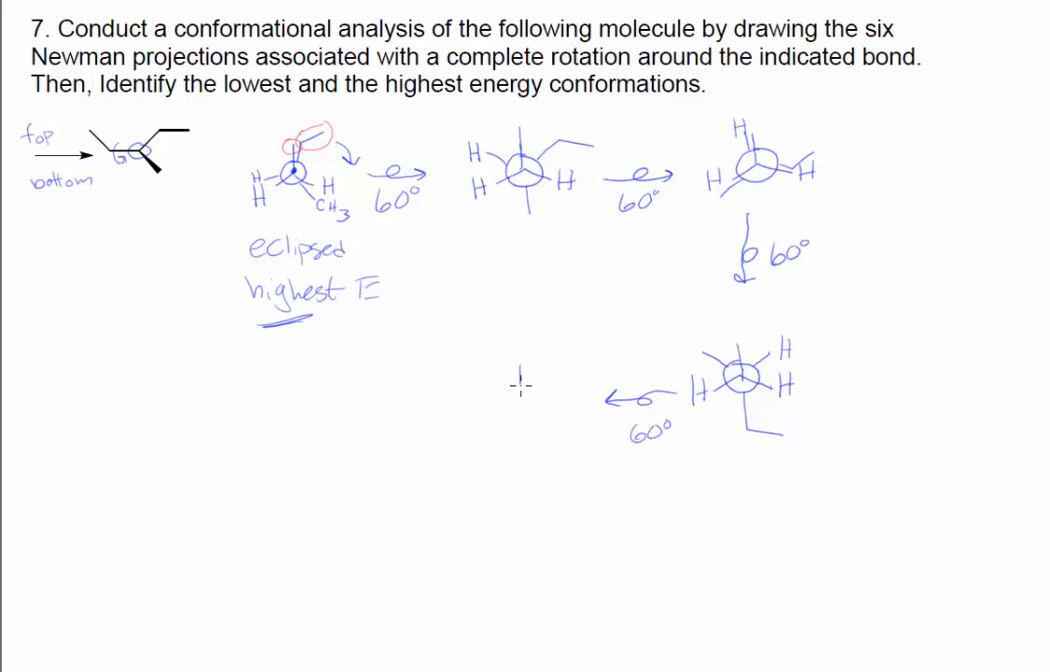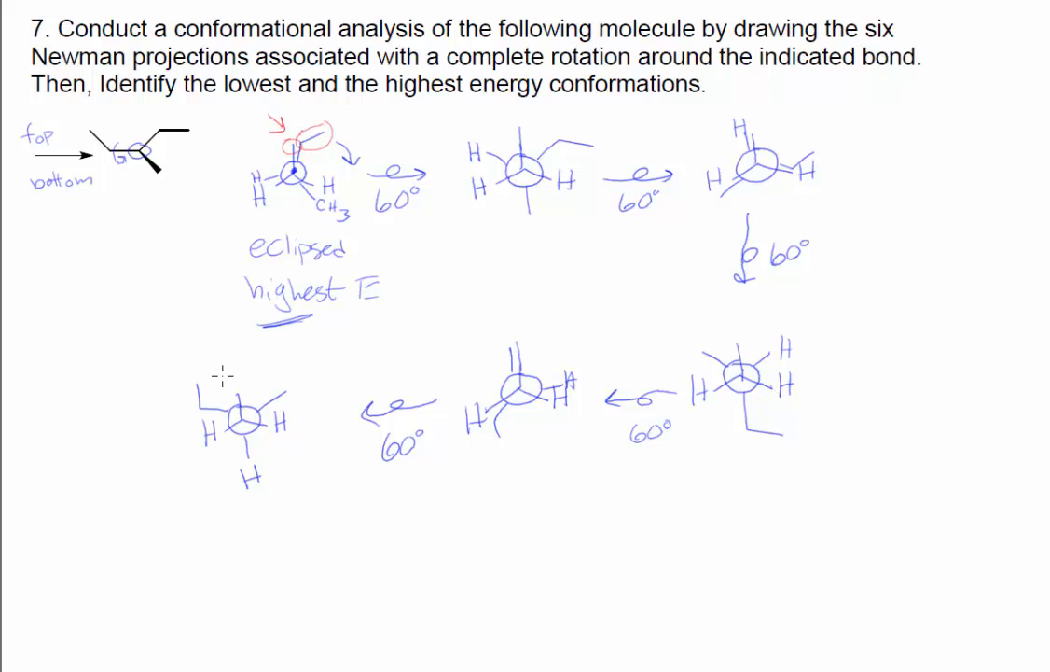Another 60-degree rotation gives us the final eclipsed conformation. And here the ethyl is eclipsing with the hydrogen, the 2 methyls are eclipsing, and 2 of the hydrogens are eclipsing. And then I think we need one more. And again, front carbon is the same. And now the ethyl is out and up and to the left, the methyl up and to the right, and the hydrogen is down.